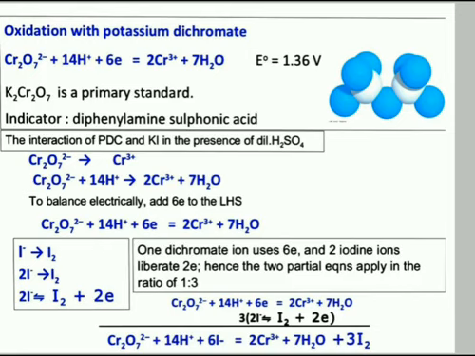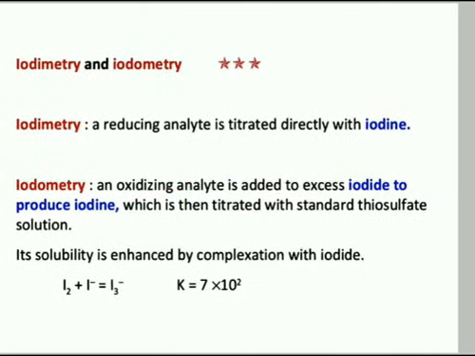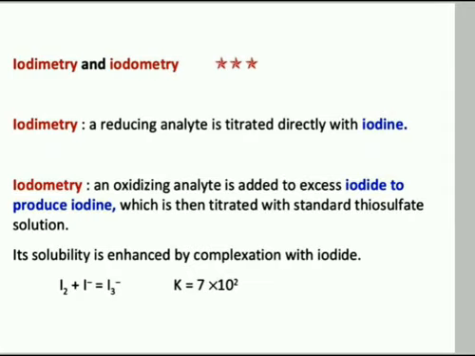In this class we have discussed redox reactions and the principles of redox reactions, and we have discussed redox titrations with examples, and also how to determine the endpoint of redox titrations. We have also discussed permanganometry. Here we have several methods in redox titrations, and another type is iodimetry and iodometry. What is iodimetry? Iodimetry means a reducing analyte is titrated directly with iodine.